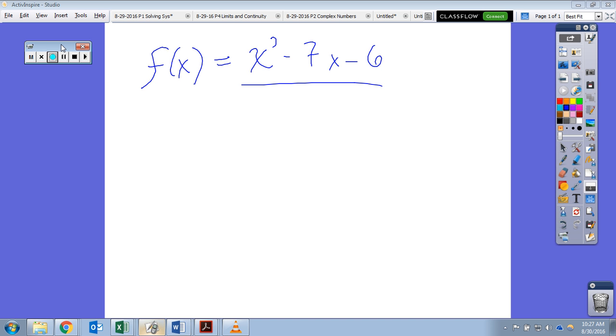So f of x is equal to x cubed minus 7x minus 6 all over x squared minus 9. And this is period 4, August 30th, AP Calc, looking at page 81.